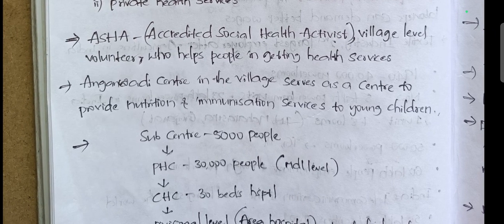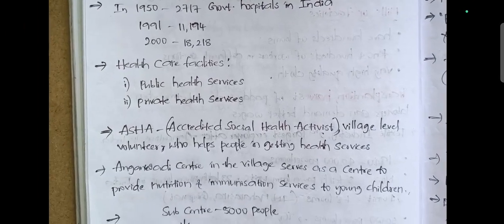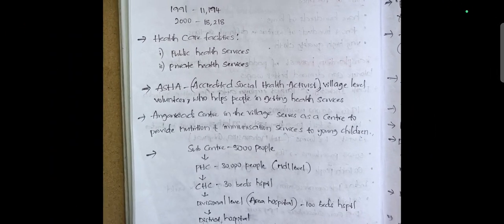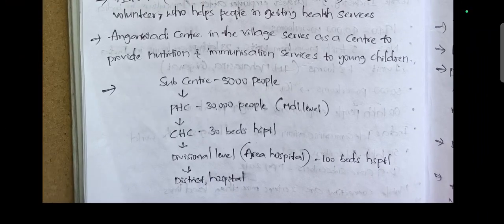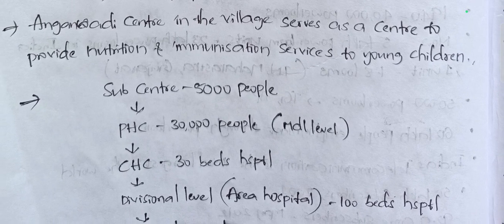Now let us discuss one by one: sub-center, mandal level center, and district level hospital. First, the sub-center. For every village there will be a sub-center, and for every 5,000 people there will be a sub-center, and for 30,000 people there will be a PHC, which is primary health center. It is generally at mandal level.